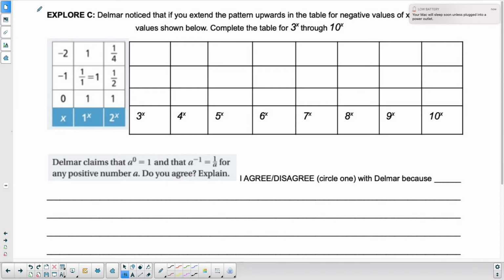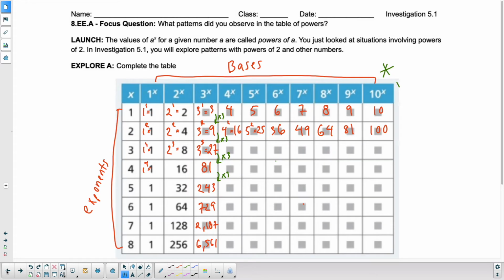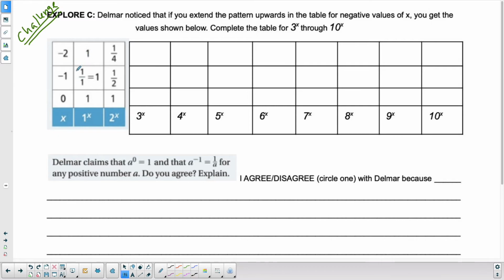Explore C. I'm going to write the word challenge here because this is a little tricky. This is going to be taught in a future handout. You'll notice sometimes we have negative exponents. And when we have negative exponents, they give us a special type of number. So if you work backwards on this same table, imagine if we were going backwards on the table, right? We would have a 0, a -1, a -2, and so on. So that's what this represents.